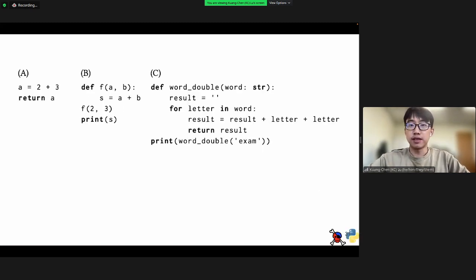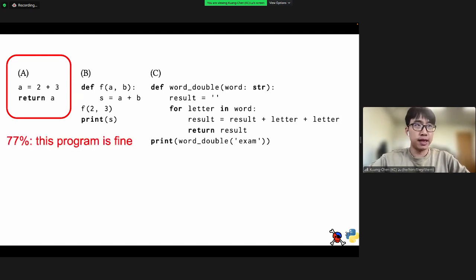In the last round of tasks, which is also part of the final exam, we again ask students to predict the result of programs. We ask students to interpret these three programs, and let's focus on the first program. This program checks whether students consider top-level return is okay. And as we expected, 77% of students thought it is okay to return from the top level, which is wrong.